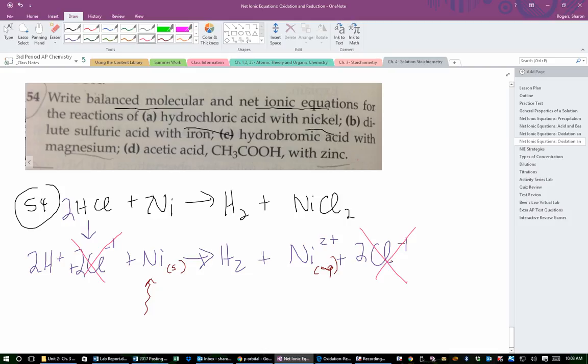Redox. Only in redox can you do that. Well, here you have a hydrogen ion that's turning into a neutral hydrogen molecule. So, redox.